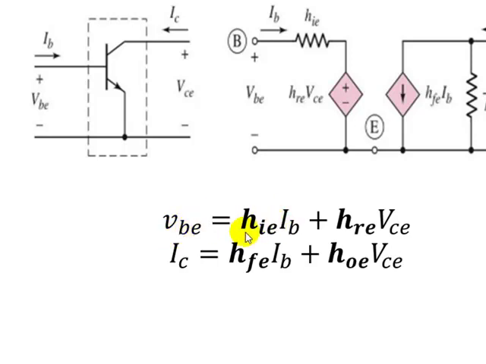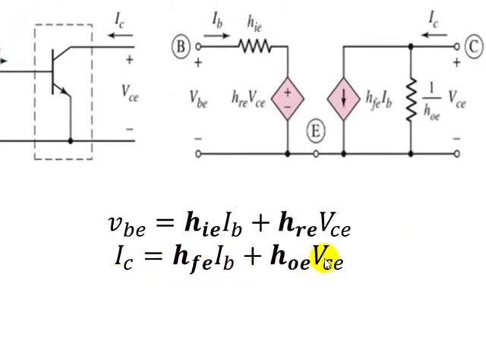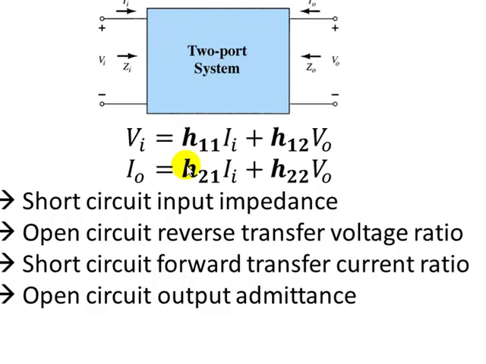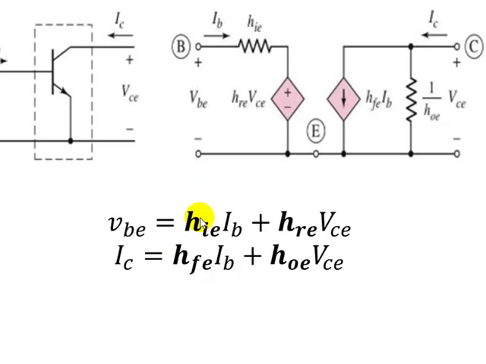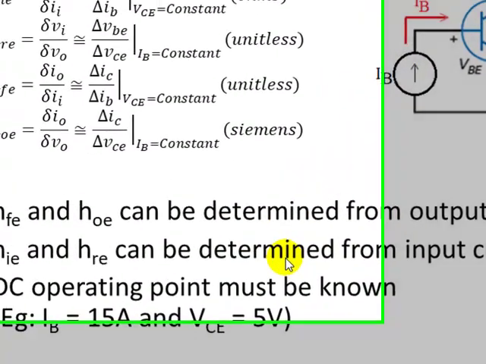VBE is the input voltage, that is equal to HIE IB plus HRE VCE, and IC is equal to HFE IB plus HOE VCE. If we compare these two equations with the equations given for the generic two-port system, we can say that HIE is nothing but H11, HRE is H12, HFE is H21 and HOE is H22. So we have to determine these four hybrid parameters to know how the transistor behaves for an AC stimulus. And how to determine these values, we shall see in the next slide.